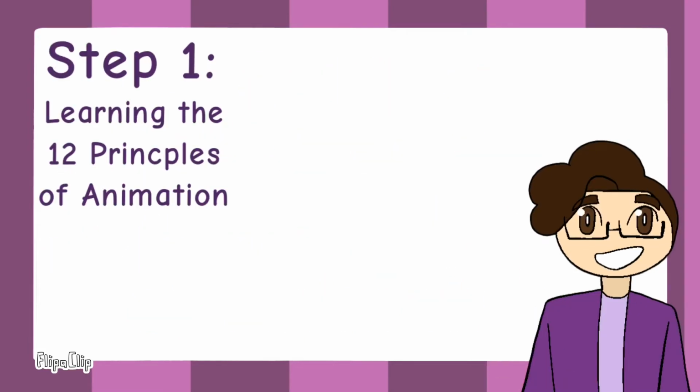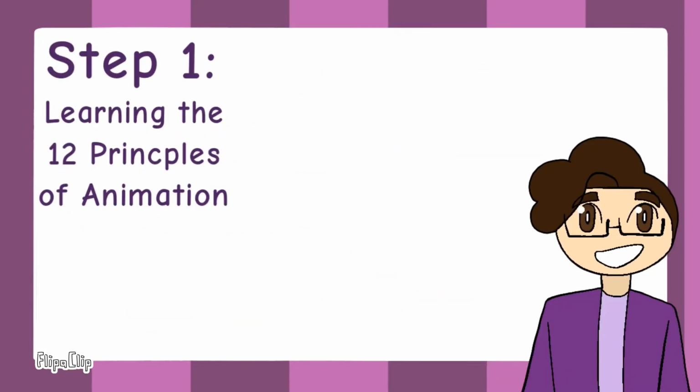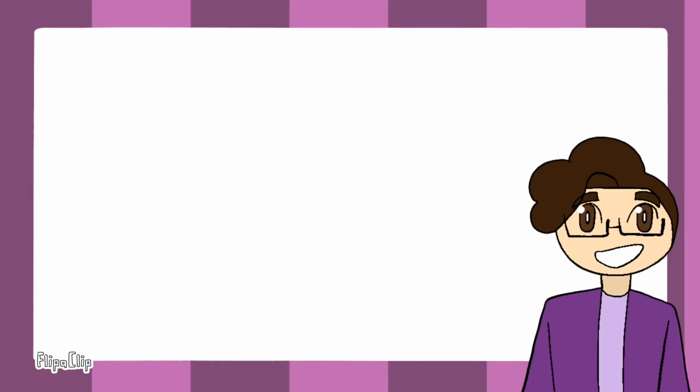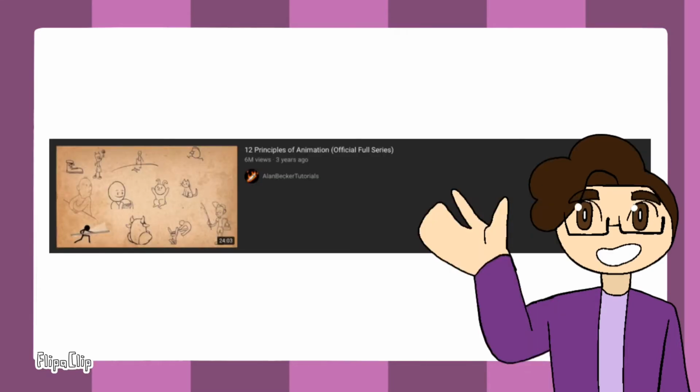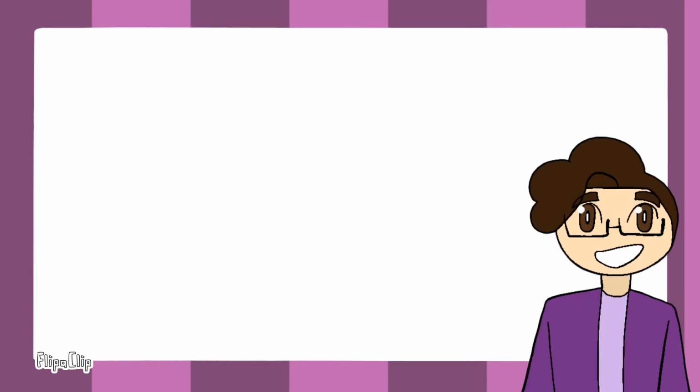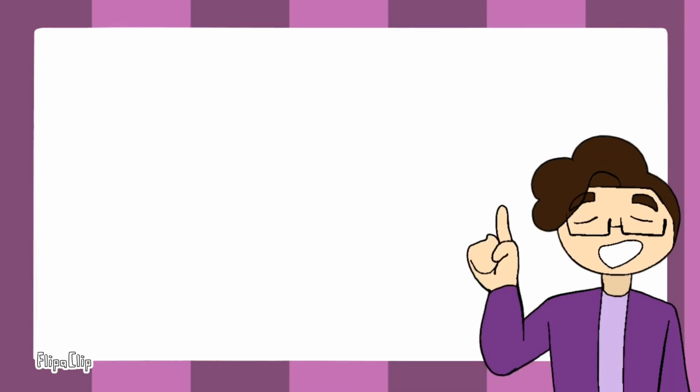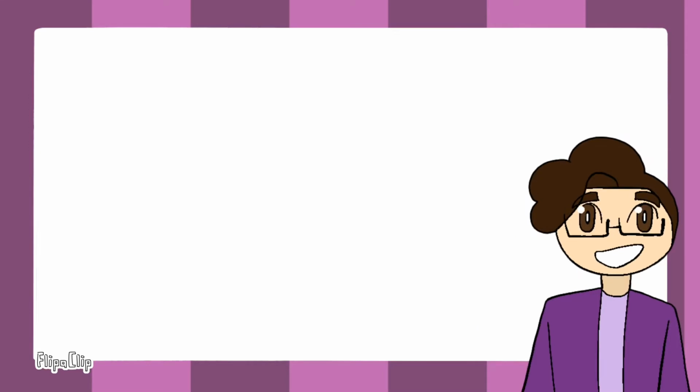So the first thing that you want to do when you want to learn 2D animation is you want to learn the 12 principles of animation. These are very important principles that will help your animation be a little bit more lifelike. I'm not going to go too in depth about the principles in this video, but there's a video called The 12 Principles of Animation by Alan Becker, which I will link in the description because it is a very good and informative video and you should give it a watch.